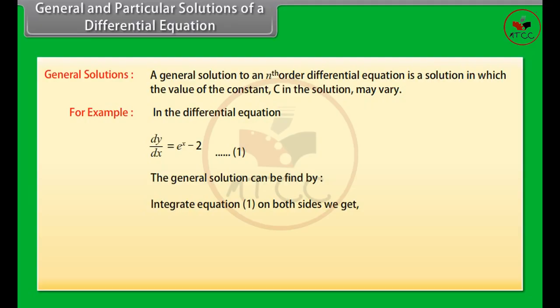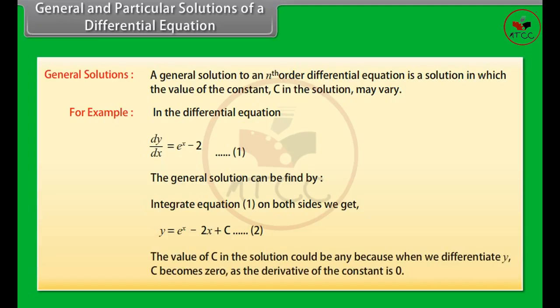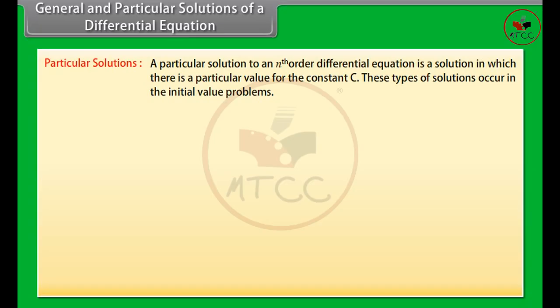We get y equals e raised to the power x minus 2x plus c, name it as 2. The value of c in the solution could be any, because when we differentiate y, c becomes 0 as the derivative of the constant is 0. Particular solutions. A particular solution to an nth order differential equation is a solution in which there is a particular value for the constant c. These types of solutions occur in the initial value problems.